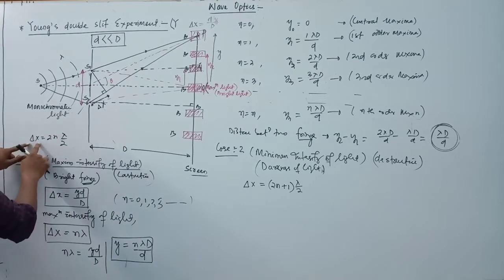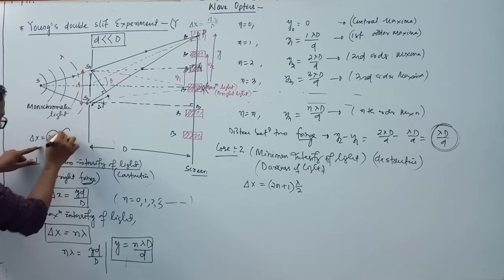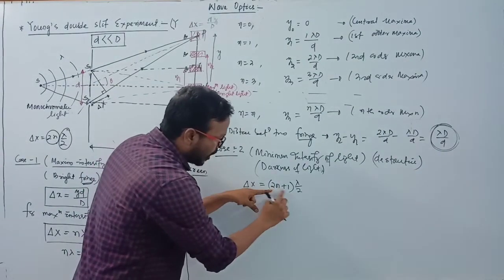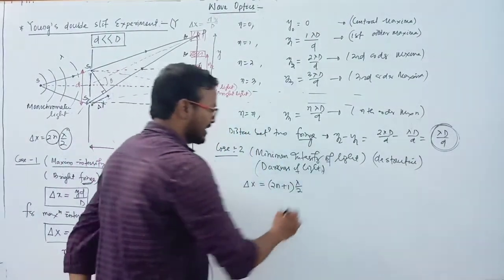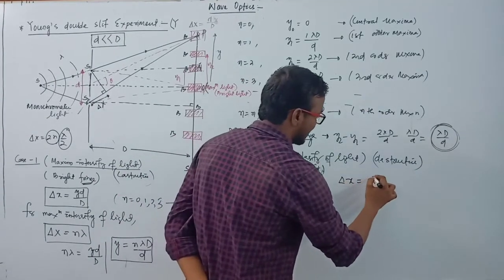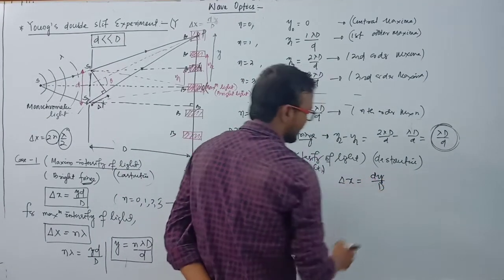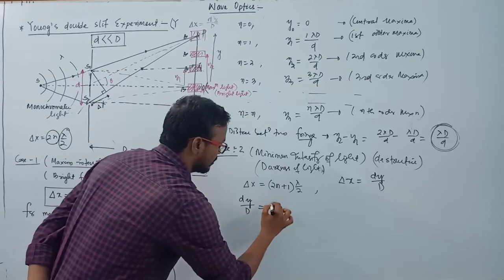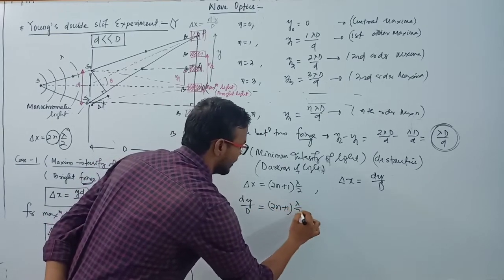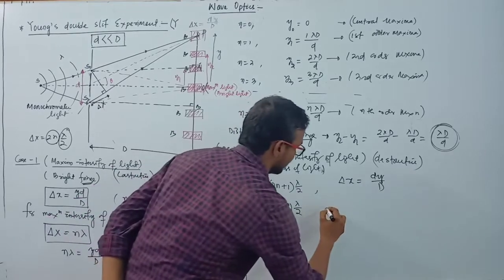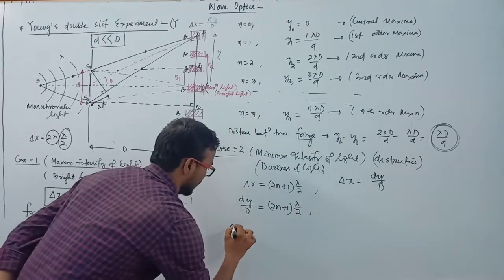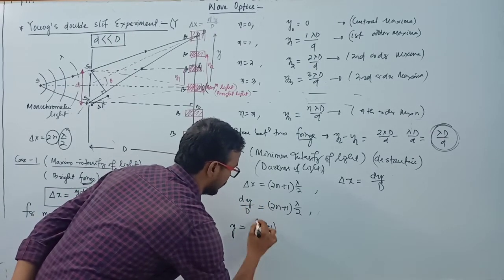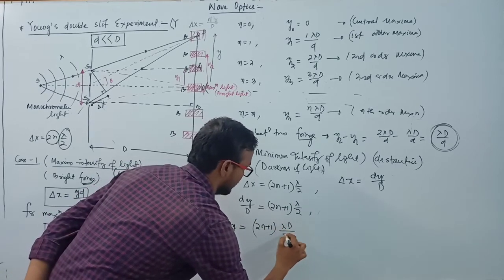If the path difference between two waves is an even multiple of lambda by 2, we get constructive interference. If the path difference between two waves is an odd multiple of lambda by 2, we get destructive interference. We have the relation delta x equal to dy by capital D. Comparing, dy by D equals 2n plus 1 lambda by 2. Solving for y, we get y equal to 2n plus 1 lambda D by 2d.